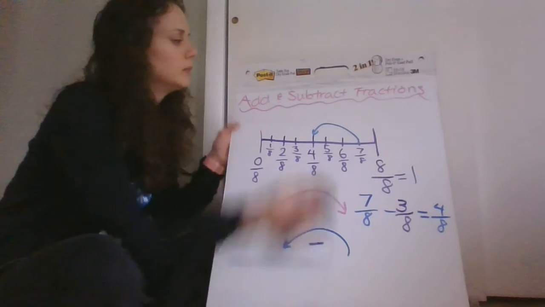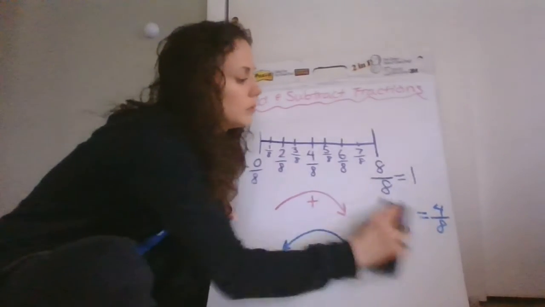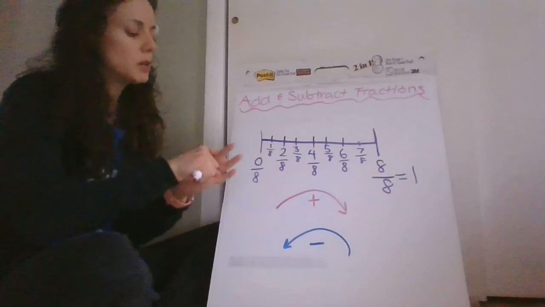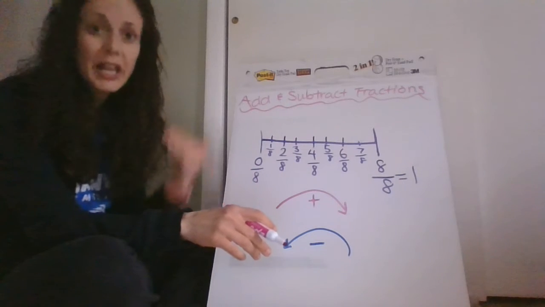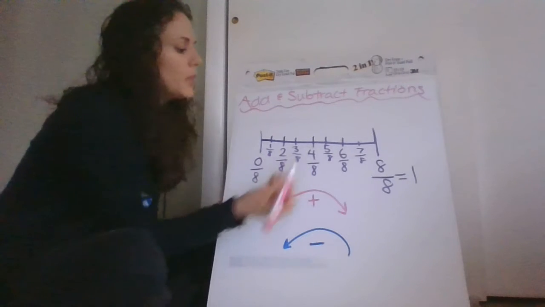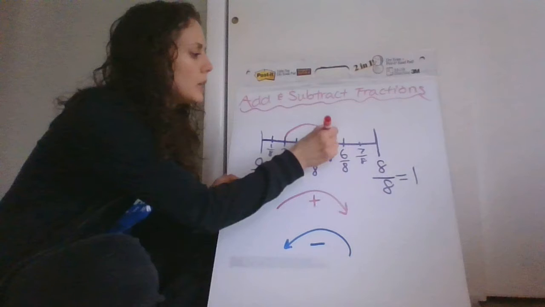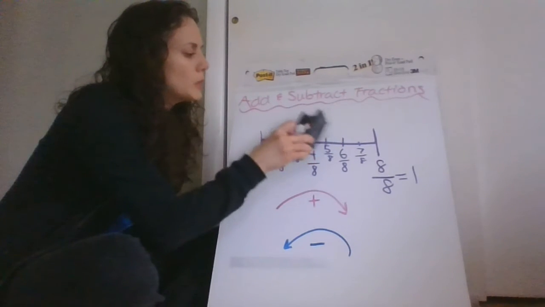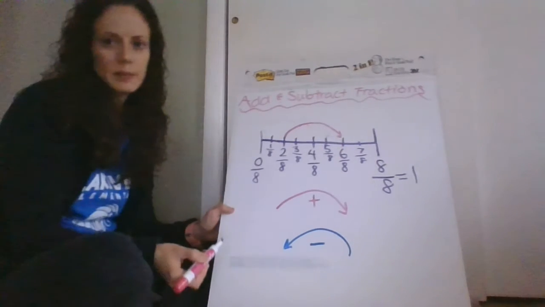Let's try another one that shows addition. So again, here I have for my addition, because you're going to notice that the lines are different colors. For subtraction, they are red. For addition, they are green. Like green, go, right? Go forward. Okay, so let's say that I'm starting here at 2/8, and we end up here at 6/8.